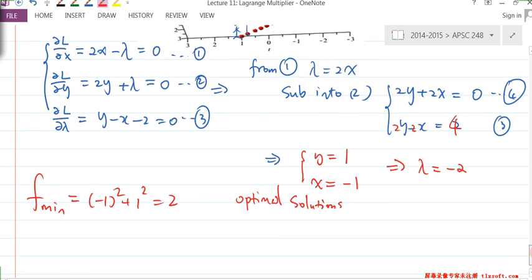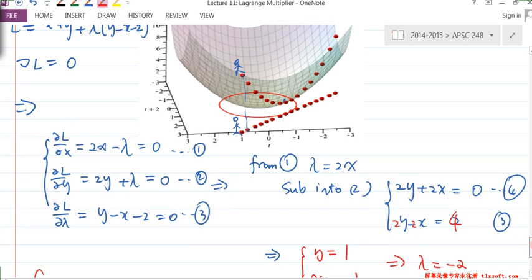If you look at the illustration here, it's more or less about right. It's not up to scale. This is the x-axis, and this is the y-axis. So you get negative 1 and 1, and at this location, 2.